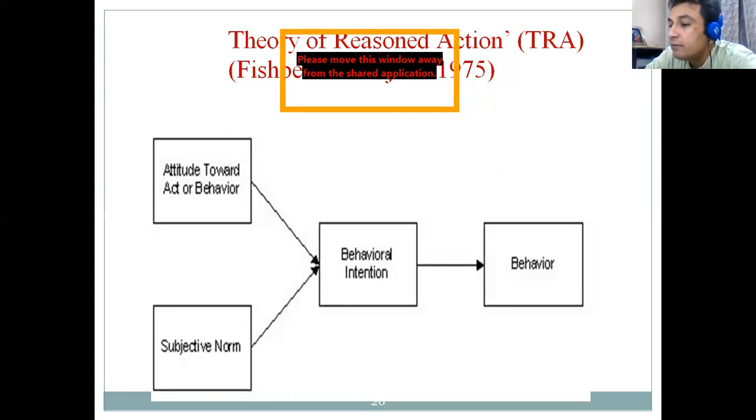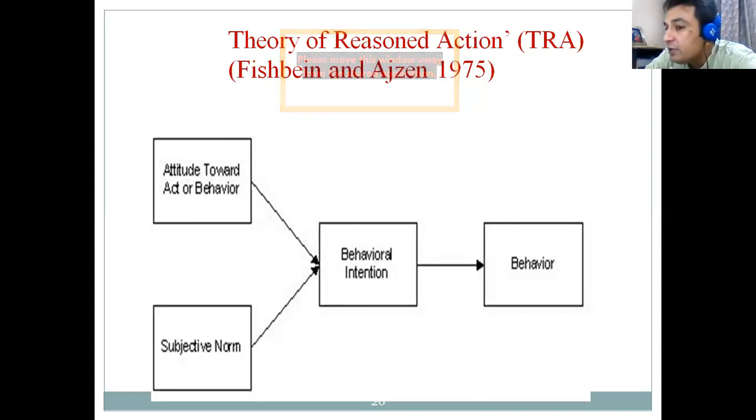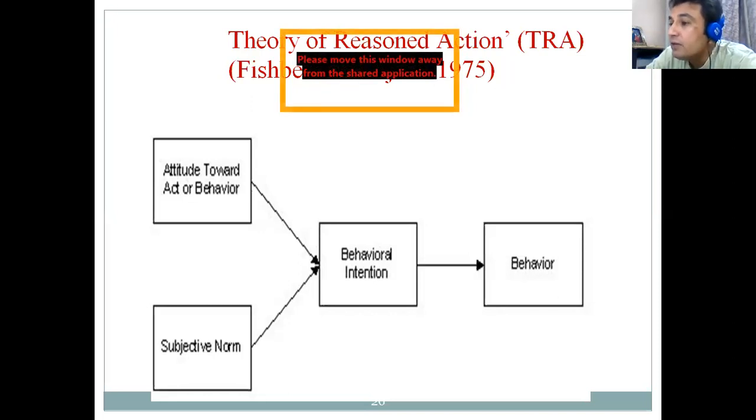Let's say I am in the habit of wearing jeans, fine, but I am going to deliver a lecture at a very high profile platform, and there I feel that I have to be formally dressed. So my attitude towards behavior as far as the jeans are concerned, comfort is there, so that is positive. But because of the subjective norm that people or the audience may not like me to be dressed in that form, I will not behave in that way. So subjective norm is again very, very important.